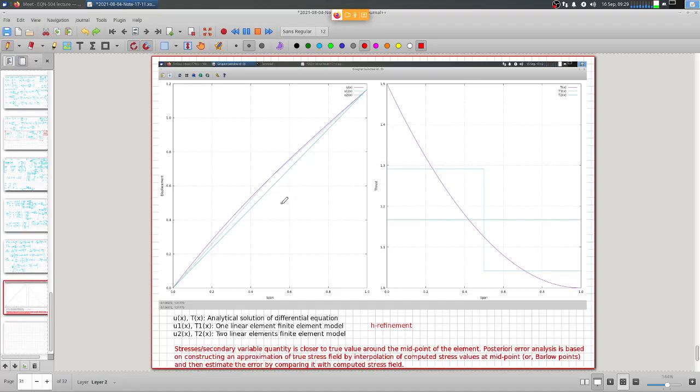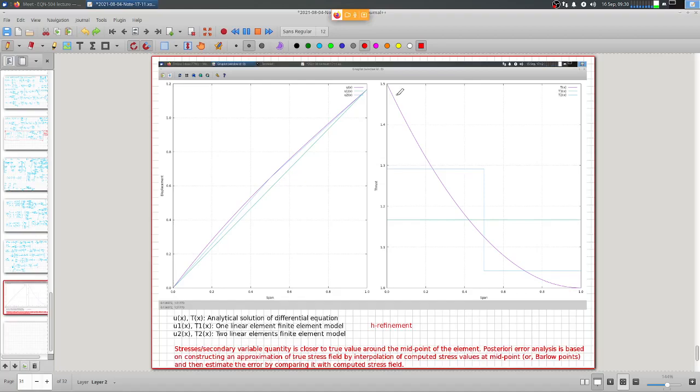Now if we use h refinement, that is, refine the finite element mesh by dividing the domain into two elements instead of one, again sticking to linear models, we get this cyan colored variation. So there is one straight line between 0 and 0.5 and another straight line between 0.5 and 1. As you can see, the improvement in result is very significant just by reducing the length of the element. The capture of the trend in the displacements is very good.